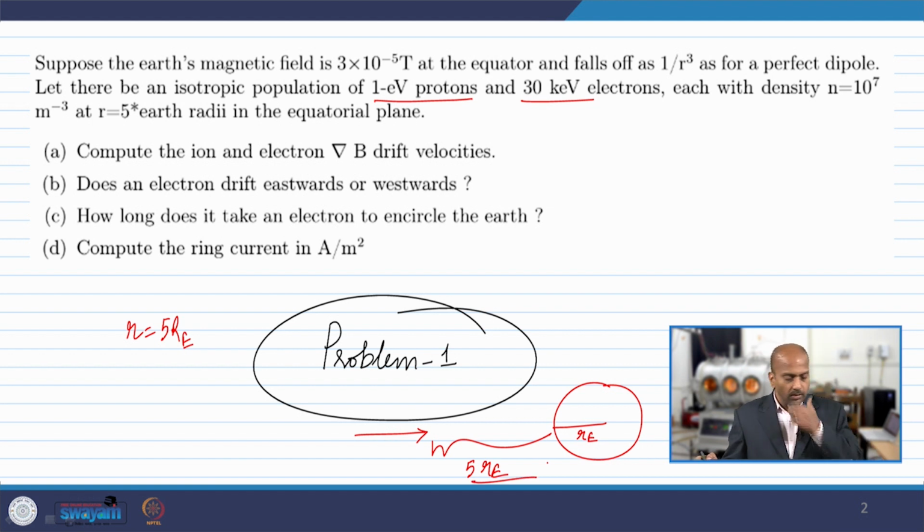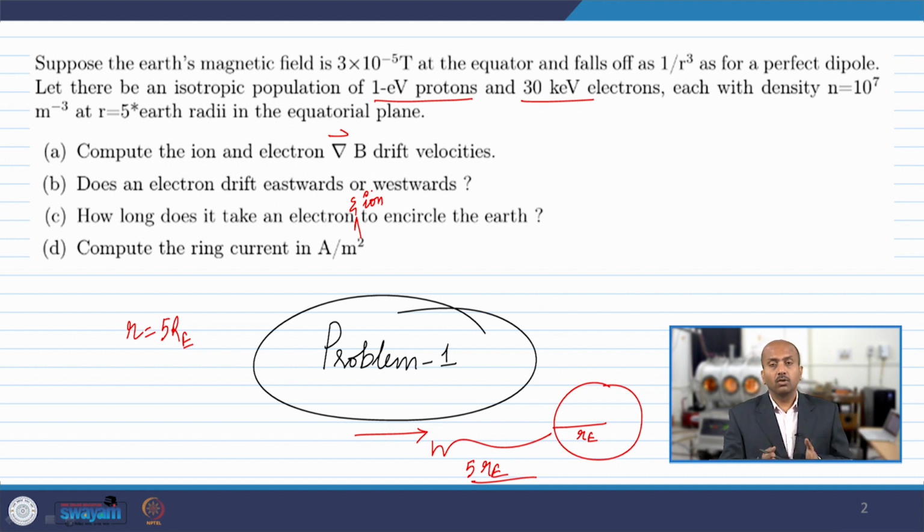Now, what we have to do is compute the ion and electron del B drift, gradient drift velocities, and see how the electron will drift in comparison to the ions when they encounter this gradient, and how long it takes for an electron and an ion to encircle the Earth, and compute the ring current in ampere per meter square.